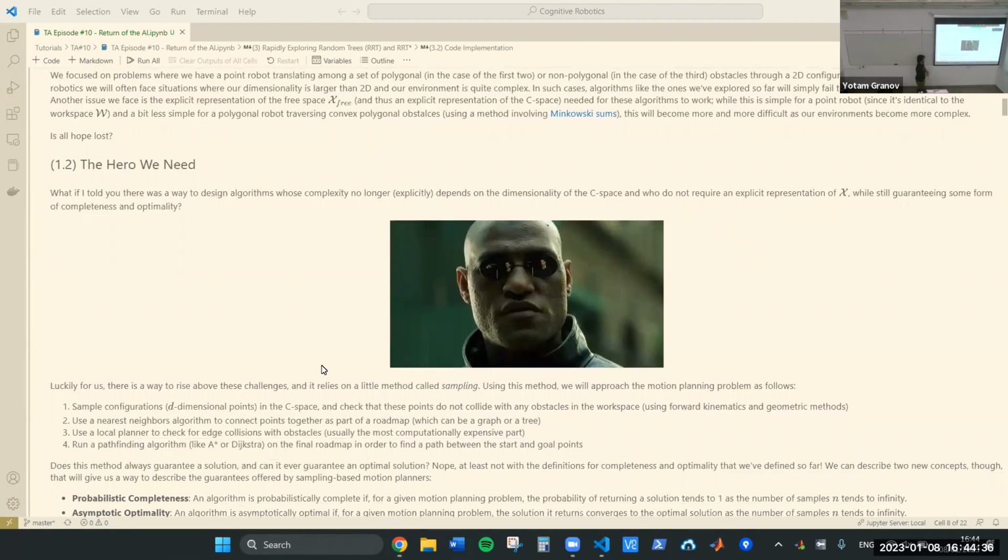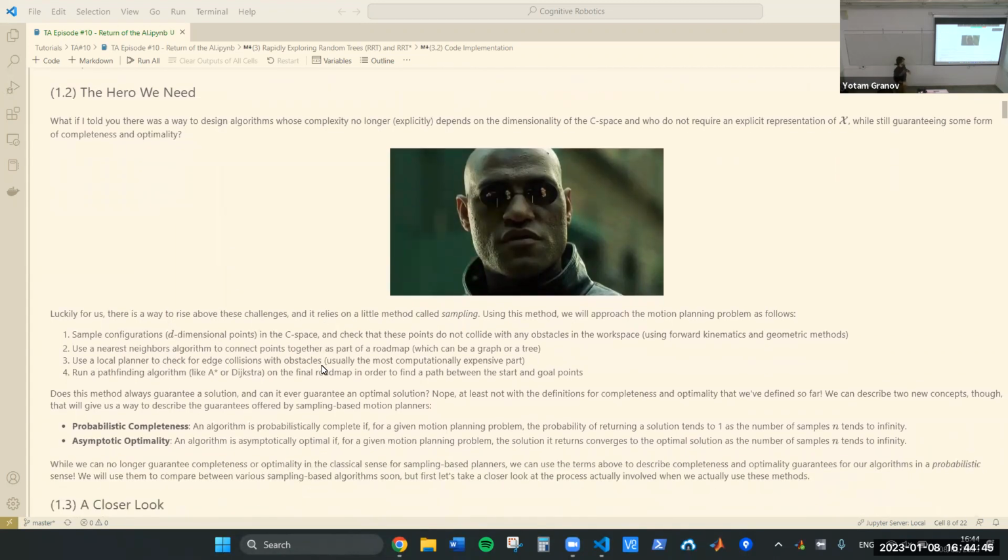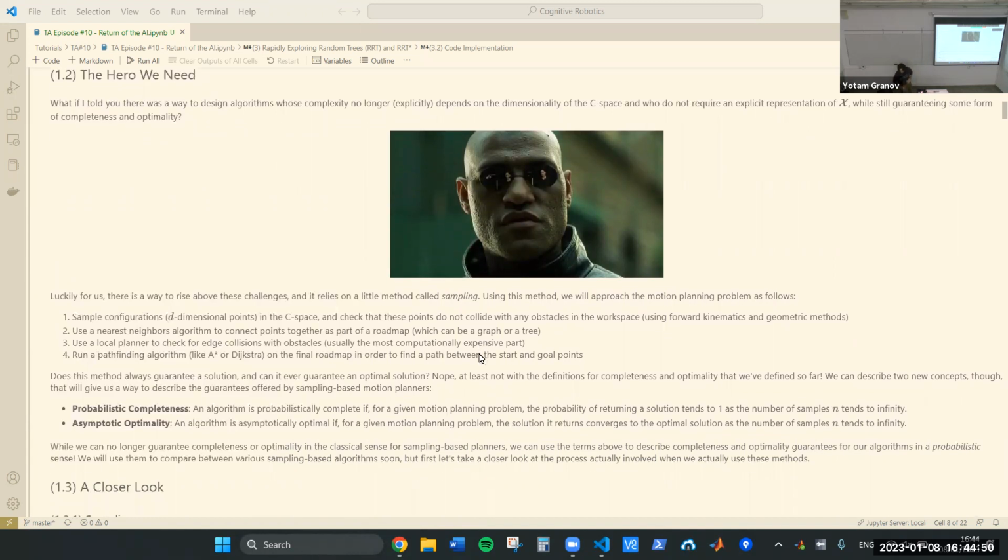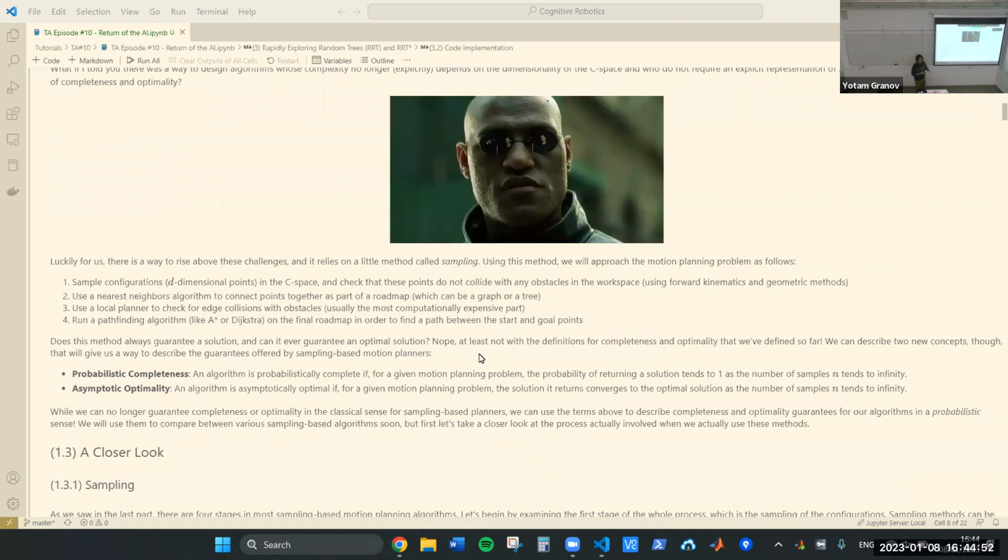So moving on, what if I told you that there was a way to tackle this problem with relatively simple algorithms that still don't sacrifice too much in terms of completeness and optimality? This is where these sample-based algorithms come into play. And there's a general backbone that guides the concept of these algorithms. What we'll do is we'll sample our configuration space. So we won't assume anything about the configuration space. We won't represent it at all. We'll just sample configurations, so points in the configuration space.